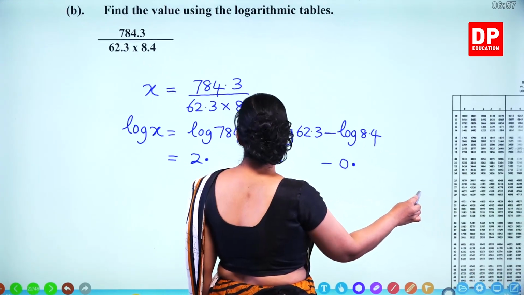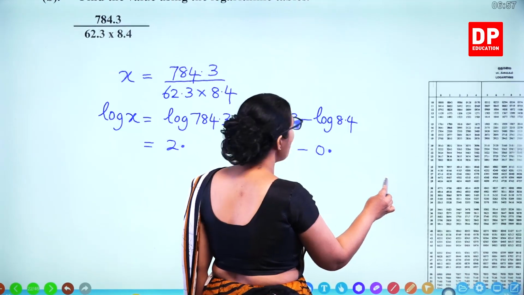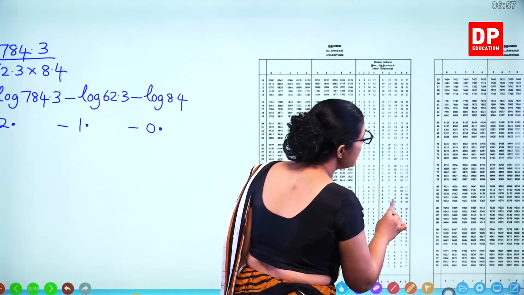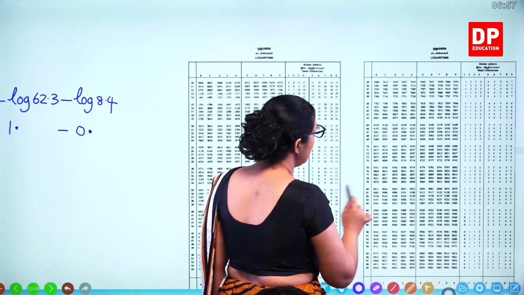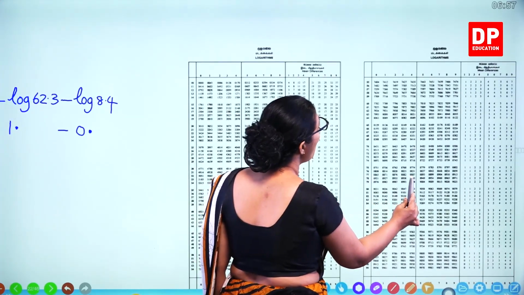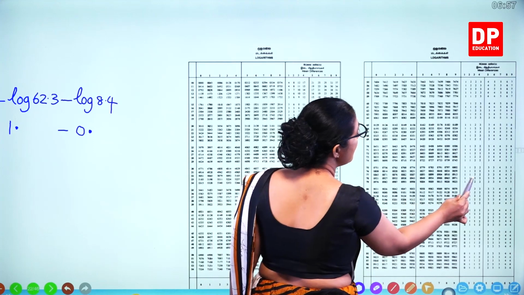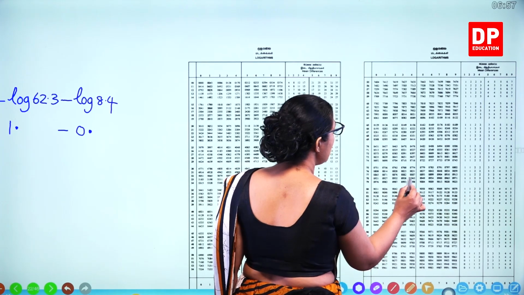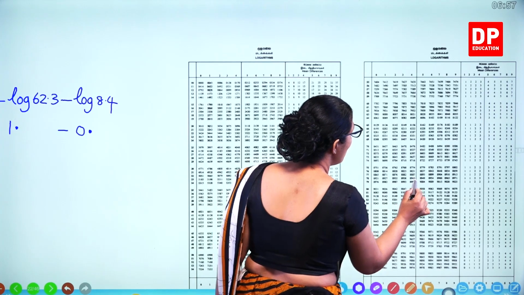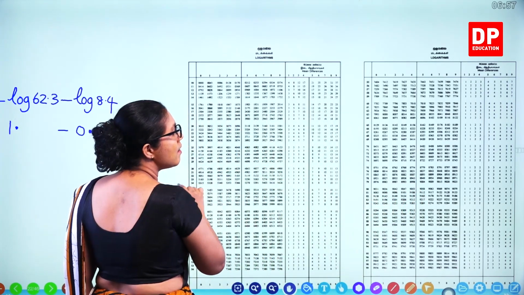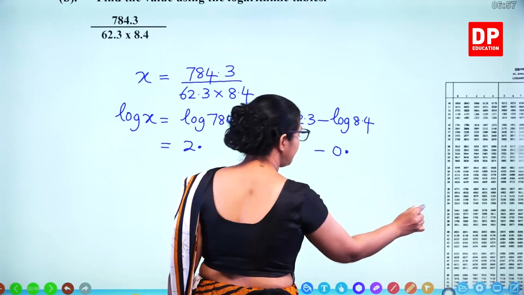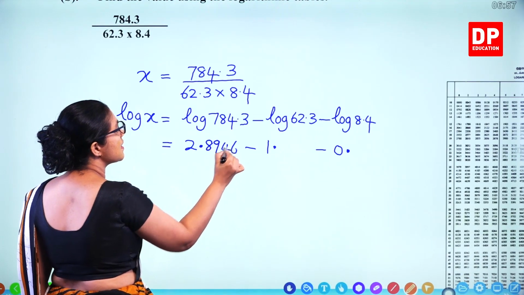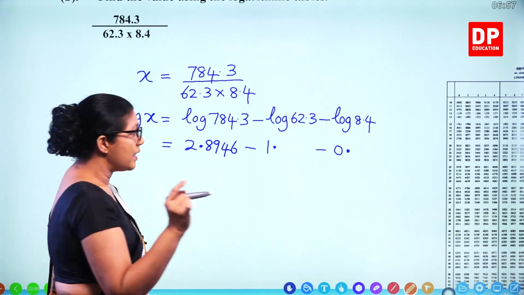We need to use 7843, the second table. 78, 4 and 3. 3 you are adding to 78, 4. So 89, 46. 89, 46. Now 62, 3.